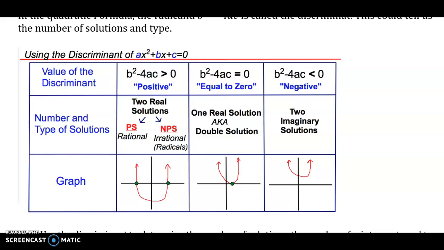So if the value is positive, we have two real solutions. They're sometimes rational or irrational. And if you look at the graph, there are two x-intercepts. All right, if the value is equal to 0, we have one real solution. And if we look at the graph, there's one x-intercept. And if the value of the discriminant is negative, we have two imaginary solutions, which means we have no real solutions and no x-intercepts.